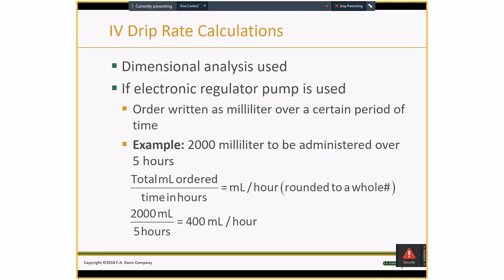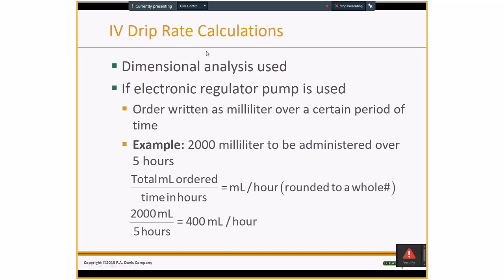Sometimes they do that, but a lot of times they'll just say, give them 100 an hour, because 400 an hour is kind of a lot for a little IV. Kind of like a bolus just about. But if they do ask you to figure it out, that would be how you do it. You just take the total amount, divide it by the time, and that's how you get your milliliters per hour.